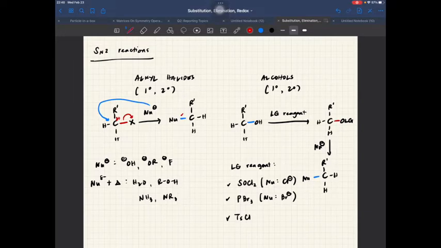The nucleophiles that we could use in this type of reaction are the following. So for strong nucleophiles, we have hydroxide, alkoxide, and fluoride. For weak nucleophiles, we need heat, and we could use water, alcohol, ammonia, or amines.